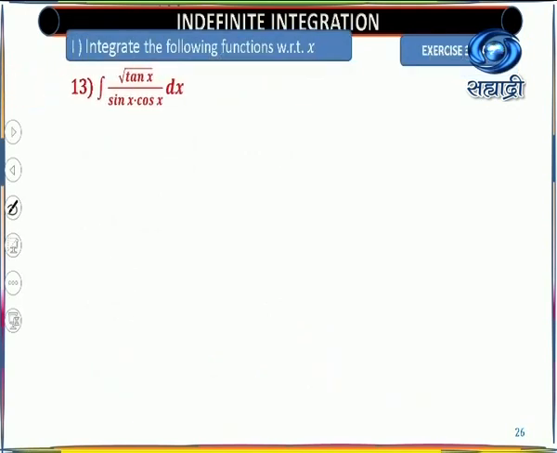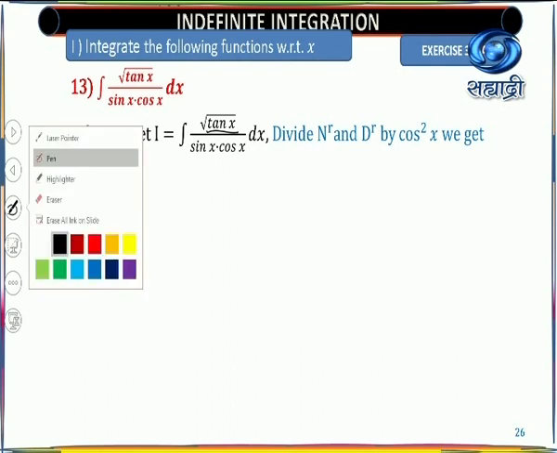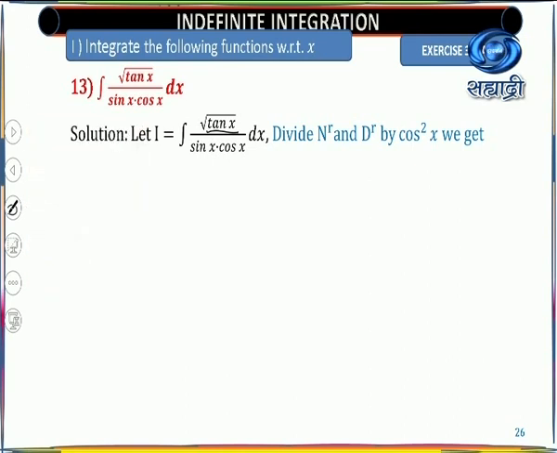Look at example 13: root of tan x upon sin x into cos x. Now we'll divide numerator and denominator by cos square x. My question is, why do we need to divide by cos square? Because if you substitute for tan, you know that its derivative will be sec square, and for sec square you need a cos square. So we begin by dividing numerator and denominator by cos square.